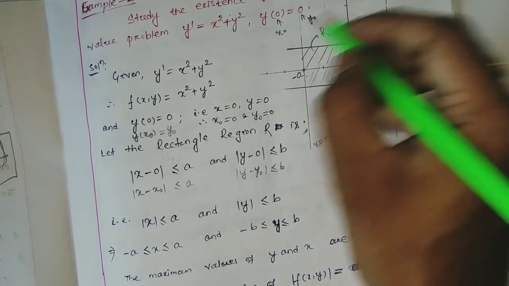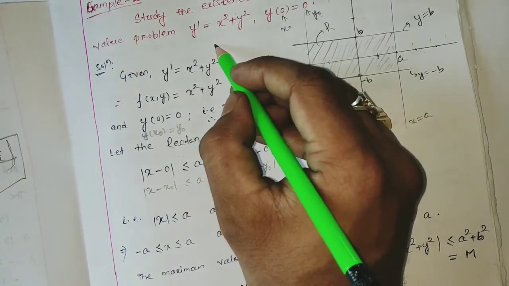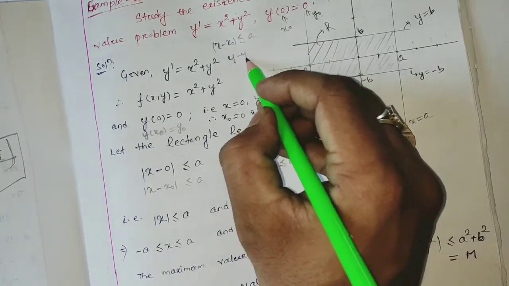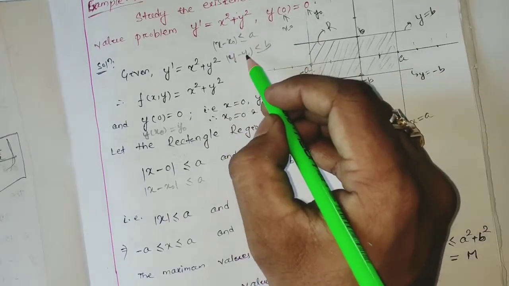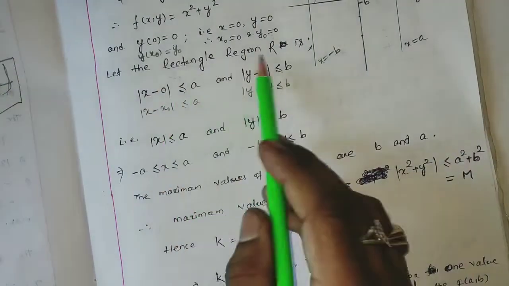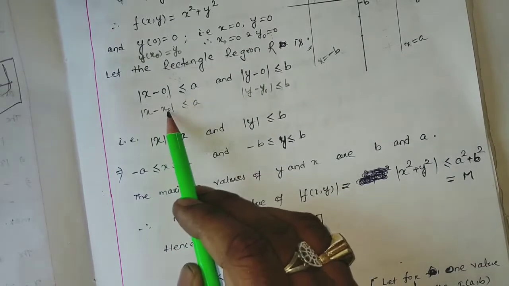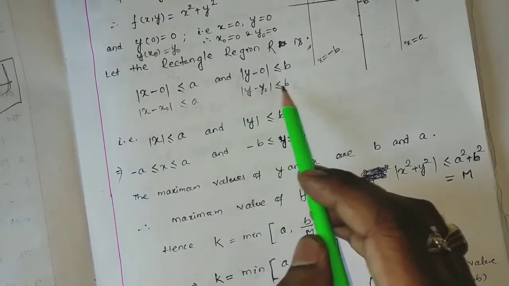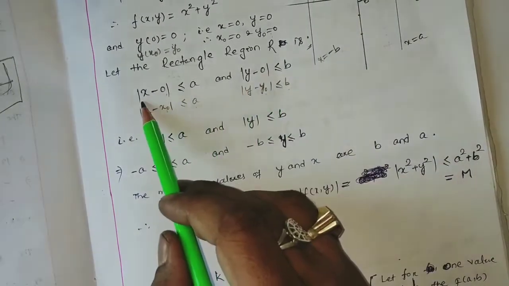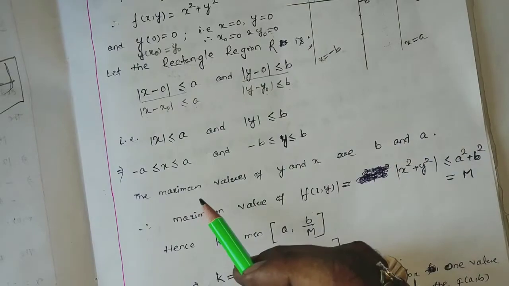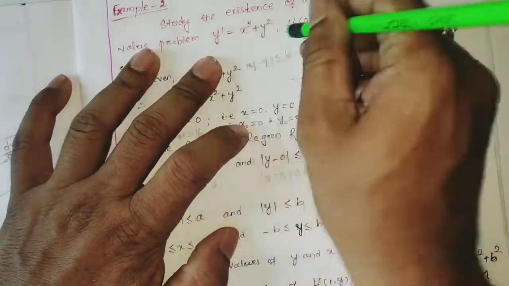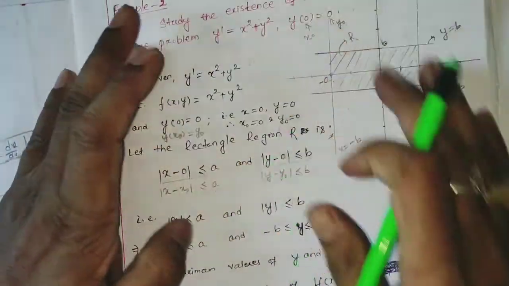So we have to define the general rectangle as we know that |x - x0| ≤ a and |y - y0| ≤ b. So x0 and y0 are nothing but 0, 0. So the rectangle region is |x - x0| ≤ a, |y - y0| ≤ b. So here x0 equal to 0, y0 equal to 0. So this is the rectangle region. It may not be given in the question, but you have to define it yourself for this type of question, right?